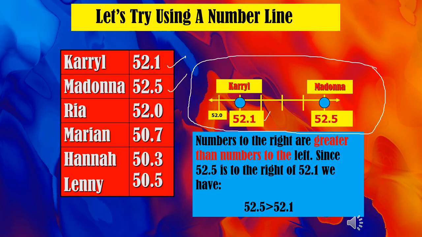While Madonna's score is 52.5. So we can see the numbers to the right are greater than the numbers to the left. Since 52.1 is to the right of 52, and 52.5 is greater than 52.1. Okay?